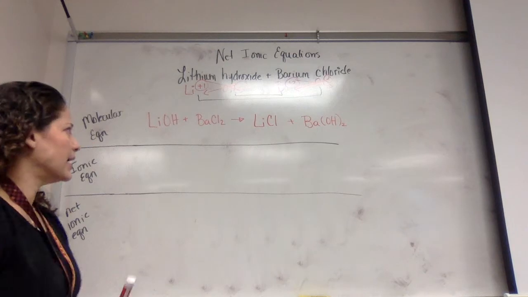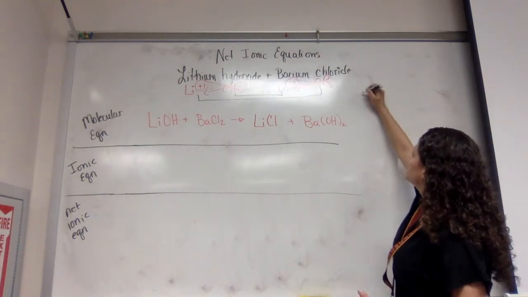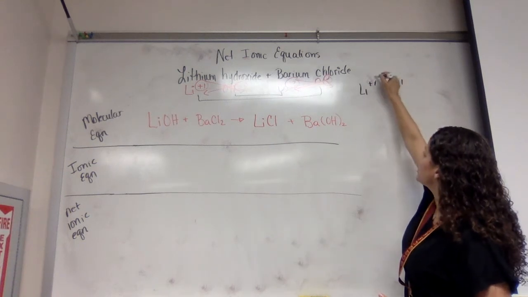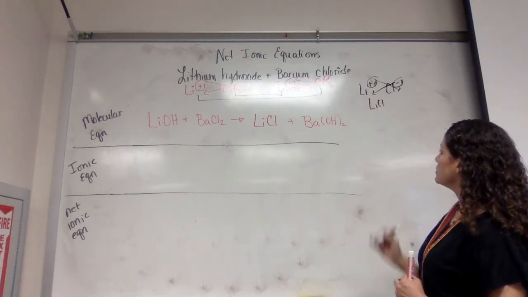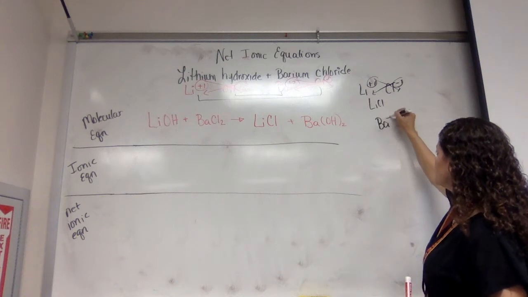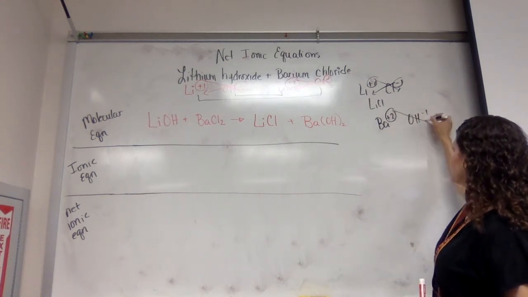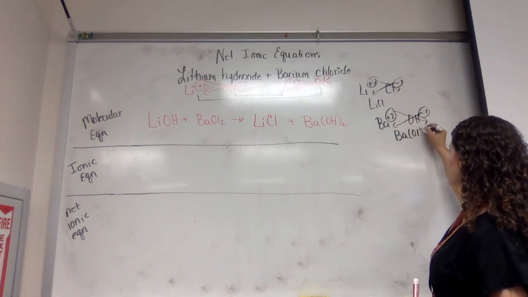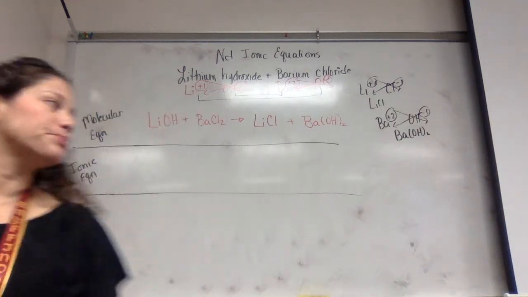I'll do it off to the side just in case you're still kind of confused on how that's coming together. So I had Li with a +1 charge, chlorine with a -1 charge, crisscross, LiCl. The other one was barium with a +2 charge and hydroxide with a -1 charge. Crisscross, Ba(OH)2. Okay, so that's how those guys came together.